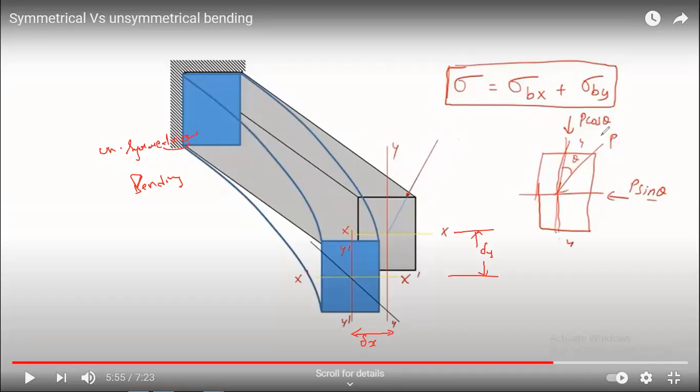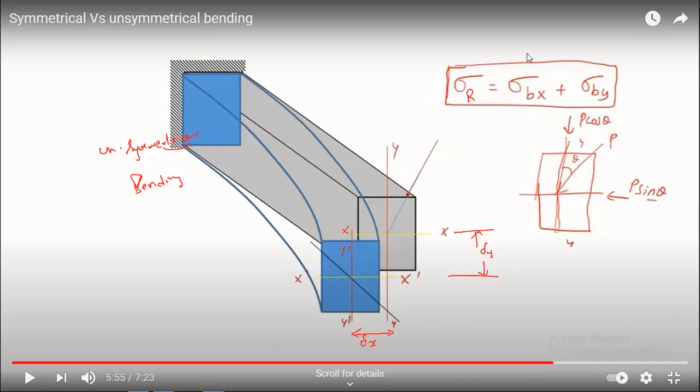How to calculate unsymmetrical bending: the bending stress is equal to the bending stress in the x direction plus the bending stress in the y direction. How to calculate this based on the load? Originally the load is P. When the load is inclined, you have to resolve the force into two components with respect to the angle of inclination. The vertical force will become P cos theta and the horizontal force will become P sin theta. With respect to these two forces, you have to calculate the resultant bending stress. This is called the resultant bending stress, which we are going to calculate.